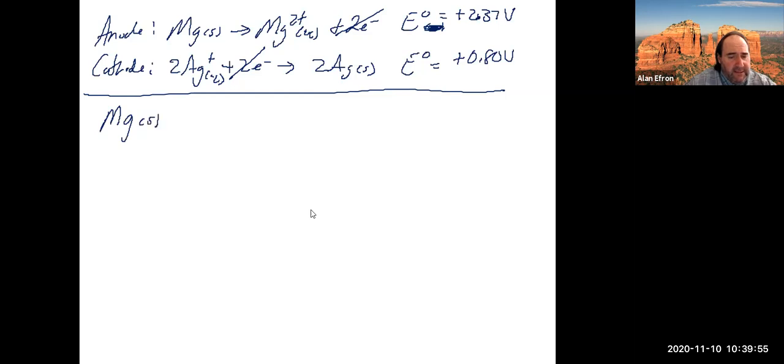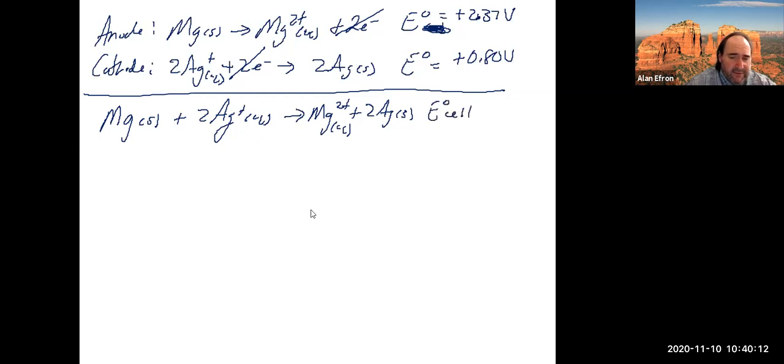Everybody on the left stays on the left-hand side of the arrow. Everybody on the right-hand side stays on the right-hand side of the arrow. And again, your other option would be to add these numbers together, since I already changed the signs.